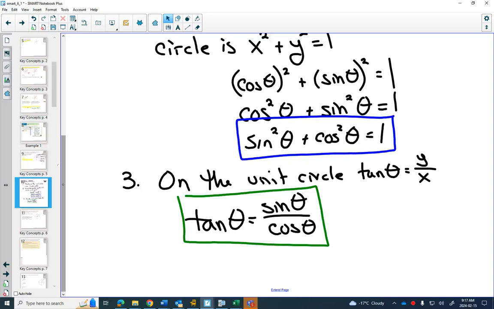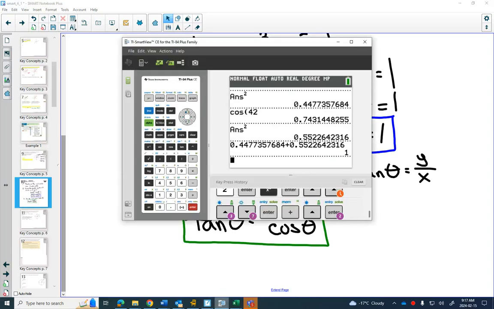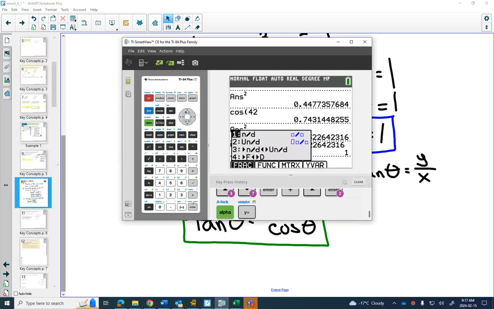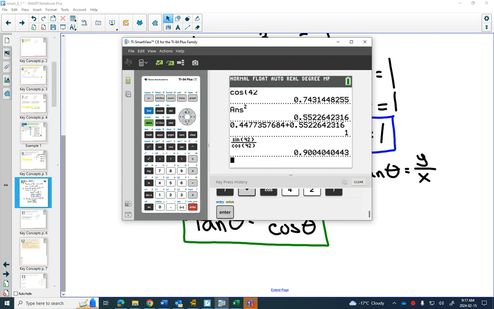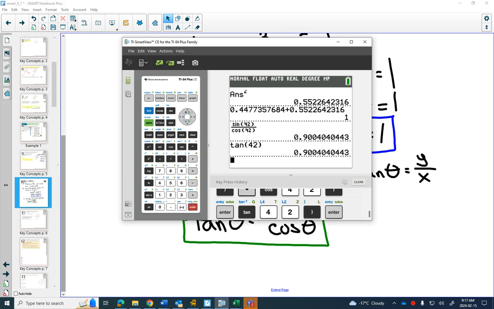Let's try it with, well, we're using 42. I'm enjoying that number right now. I don't know why. 42 seems like a fun number to use. So if I do sine of 42, and I divide it by cos of 42 degrees, and push enter. And now I check what is tan of 42 degrees. It works out perfectly. Every single decimal, every single time with every single angle. Crazy.